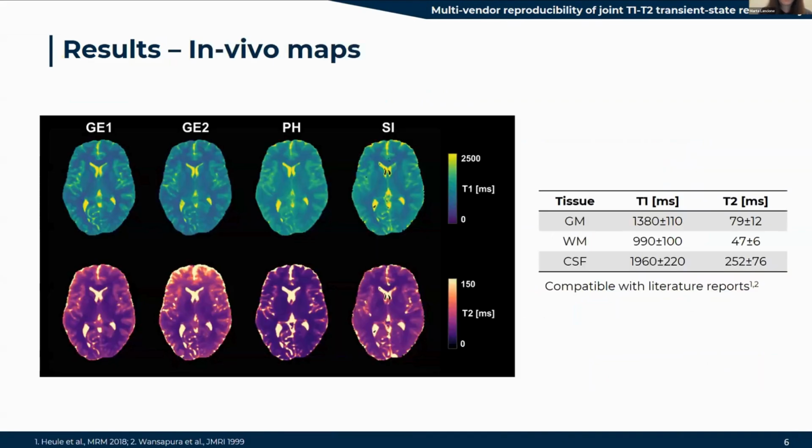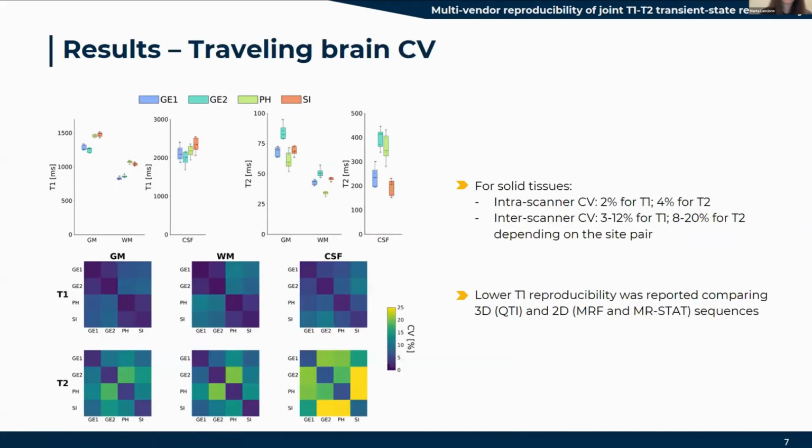These are the results of the in vivo maps. So the same subject was acquired on the 4 scanners, and we got T1 and T2 values that are compatible with literature reports for all methods. Then the intra-scanner repeatability was excellent, while the inter-scanner reproducibility really depended on the site pair.